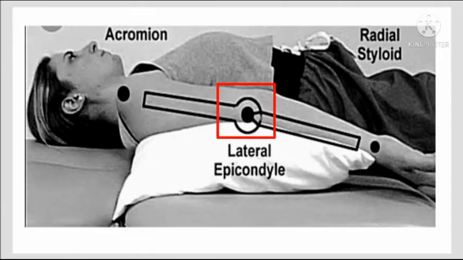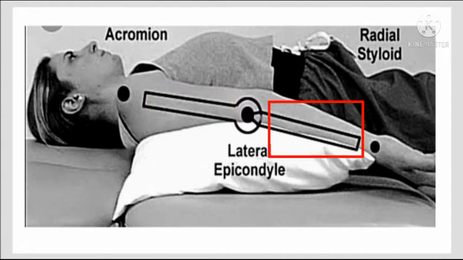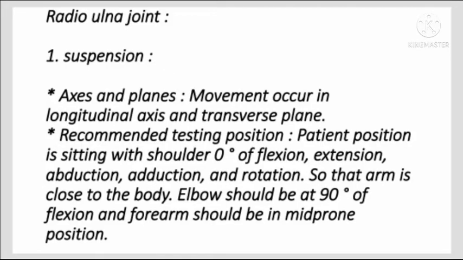Center the fulcrum of the goniometer over the lateral epicondyle. Proximal arm should be parallel to the lateral midline of the humerus. Distal arm should be parallel to the lateral midline of the radius. Take the reference as the radial styloid process. Radioulnar joint, supination, axis and plane: movement occurs in the longitudinal axis and transverse plane.